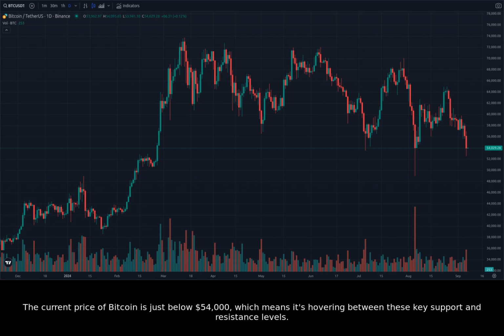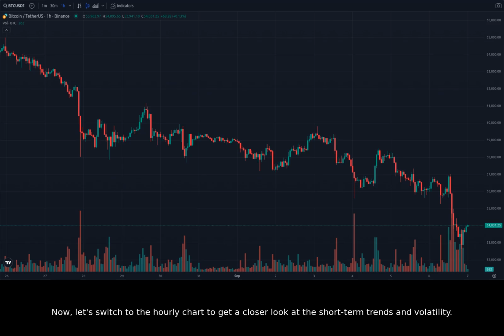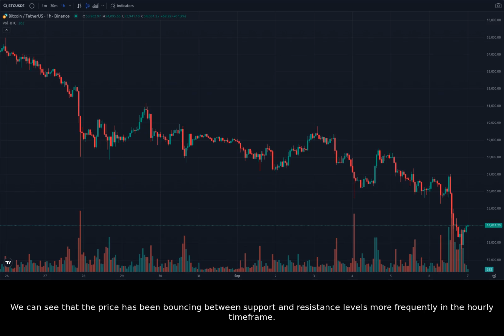Now, let's switch to the hourly chart to get a closer look at the short-term trends and volatility. The hourly chart shows a lot of volatility, with Bitcoin making rapid movements up and down. We can see that the price has been bouncing between support and resistance levels more frequently in the hourly time frame. This suggests that the short-term outlook for Bitcoin is still very uncertain, and we could see further price swings in either direction.